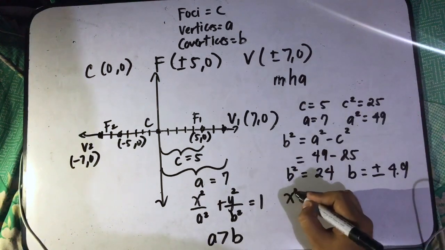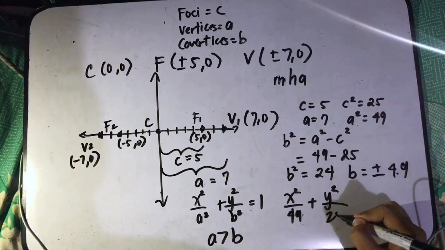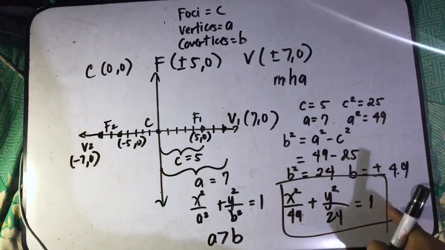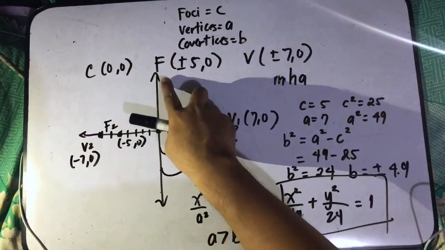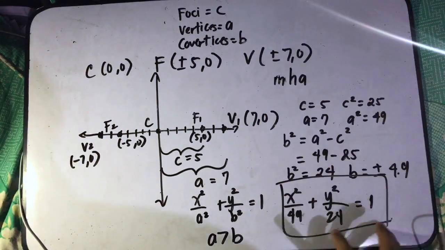Substituting this in the formula, we'll be having x squared over what is a squared? 49 plus y squared over b squared is 24 is equal to 1. And this is the standard equation of the ellipse having center at the origin, foci at plus minus 5, 0, and vertices at plus minus 7, 0. So, this will be our equation.